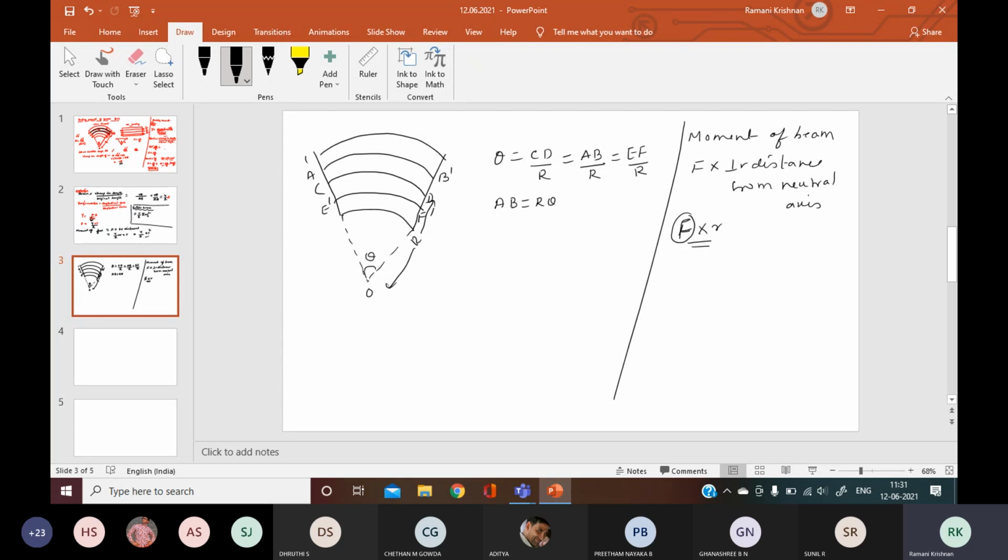How to get force? I'll get force from the Young's modulus formula, because we are talking about change in length. This is longitudinal stress by longitudinal strain. Now stress means force per unit area acting on the beam, and strain I want. So if I get force, first let us see strain. Strain means change in dimension.